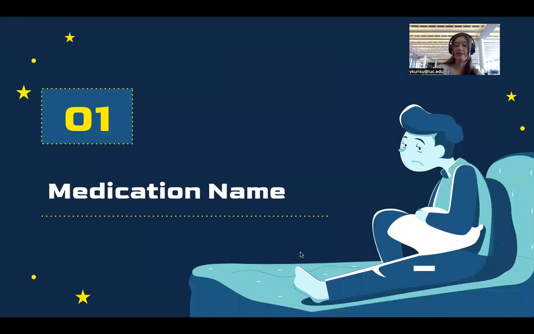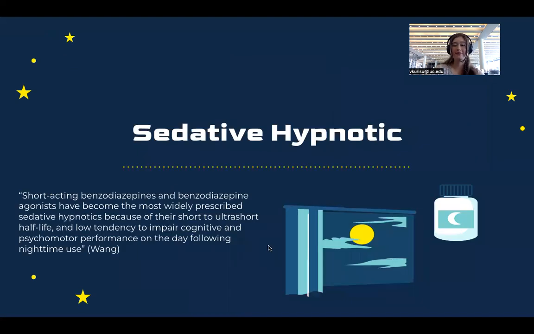Okay, so first, what is the medication name? Sedative hypnotic. Then I also have this quote. Short-acting benzodiazepines and benzodiazepine agonists have become the most widely prescribed sedative hypnotics because of their short to ultra-short half-life and low tendency to impair cognitive and psychomotor performance on the day following nighttime use. Since that's just an overview of the most common drug within the class, I know we're supposed to focus on the class overall. I just want to give some context.